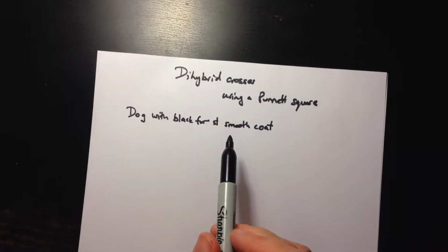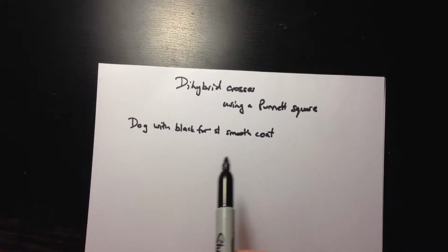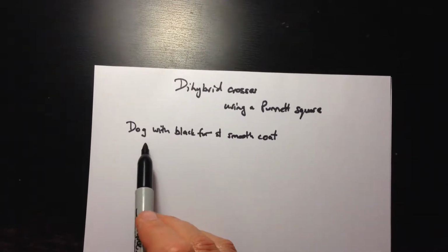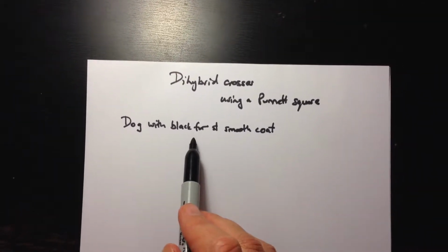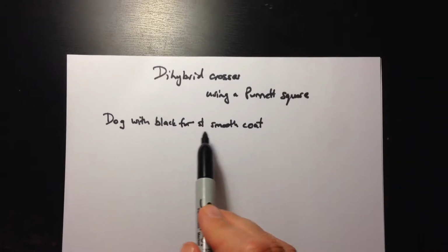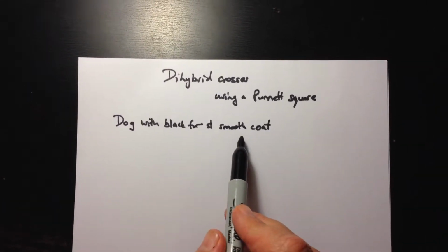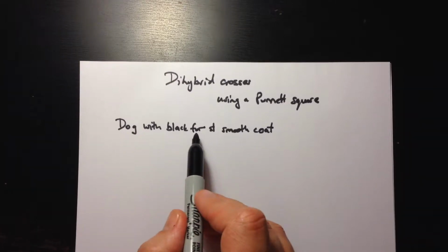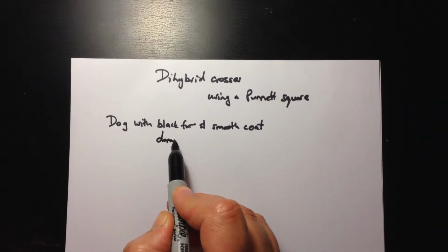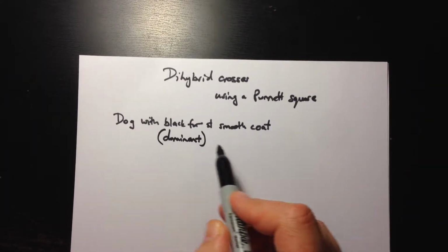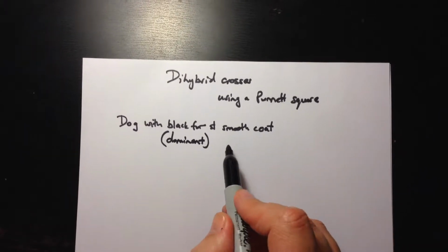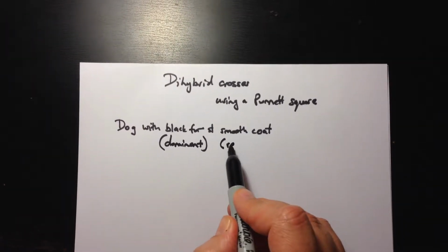So I'm going to show you how to set up a dihybrid cross using a Punnett square. Let's use the example of a dog with black fur and a smooth coat. These are two different genetic traits. And let's say that the black fur trait is the dominant trait and the smooth coat, the other gene involved, is a recessive trait.